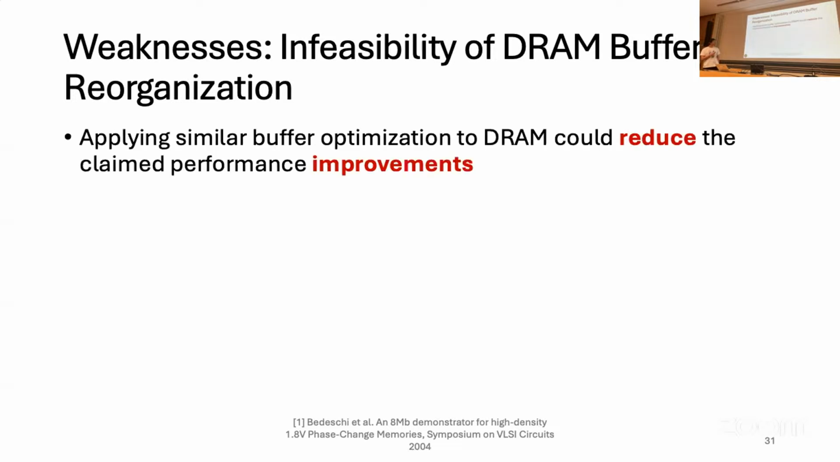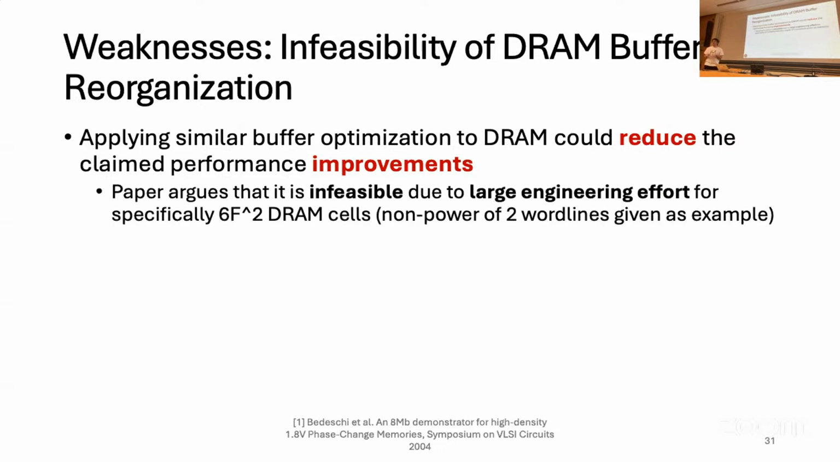The first one is that I feel like this buffer reorganization is a more general idea and not particularly specific to phase change memory, right? So applying these optimizations to DRAMs could reduce the claimed performance improvements. We really try to close the gap, right? But if we then apply those same ideas to improve DRAM as well, then the gap has not gotten smaller at all. And the authors actually do have a small part in the paper about this point.